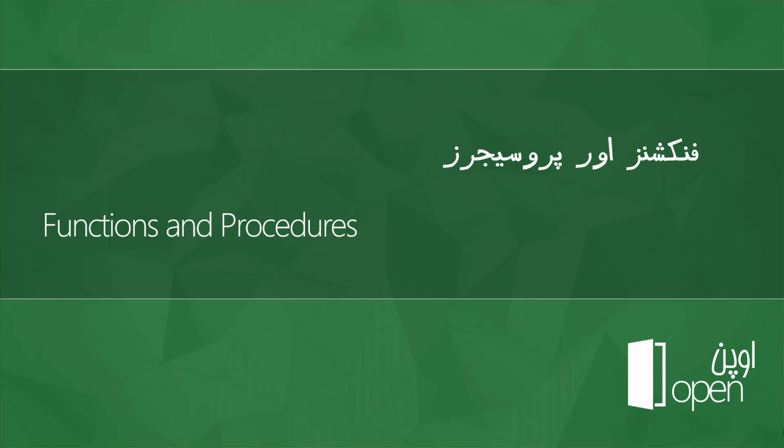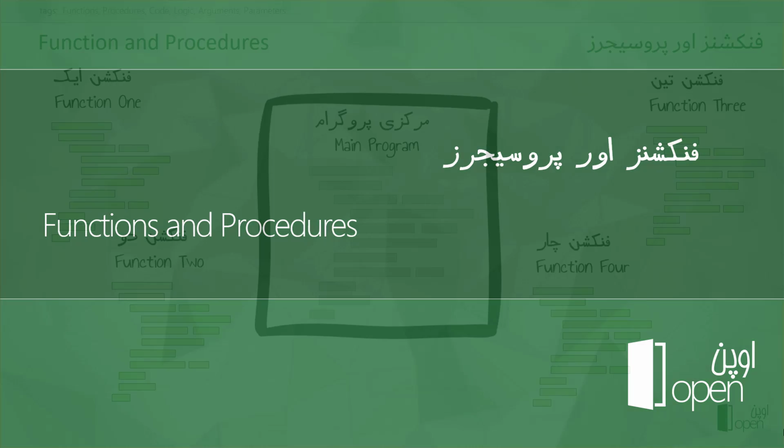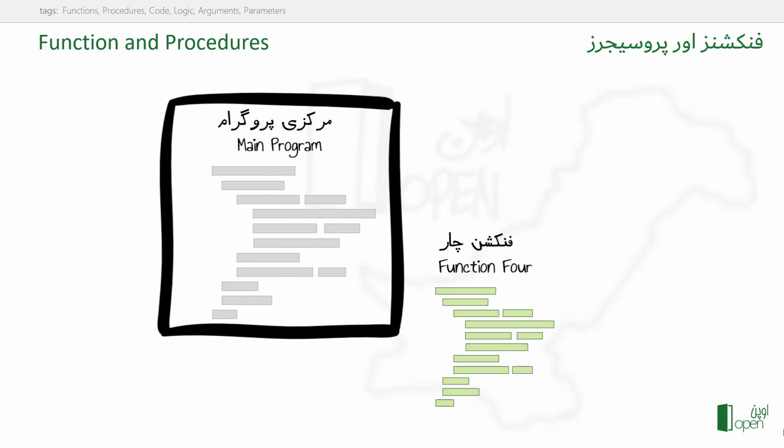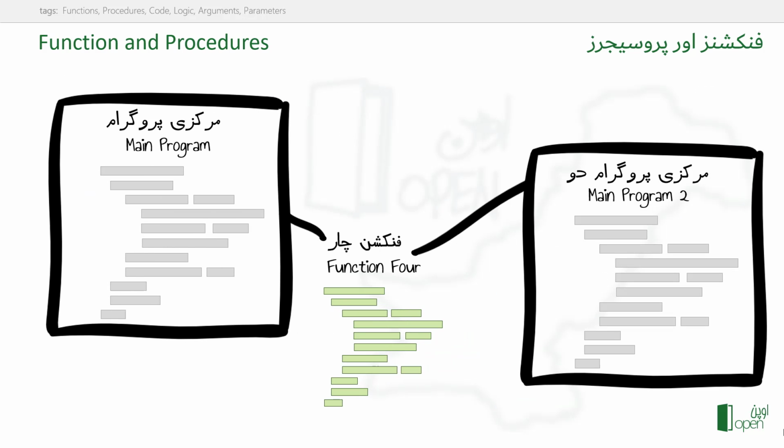Functions and procedures in computer programming. There can be a number of functions in a computer program. Here, the main program calls 3 of the functions. Creation of functions allows them to be reusable, that is, their code can be used again and again.